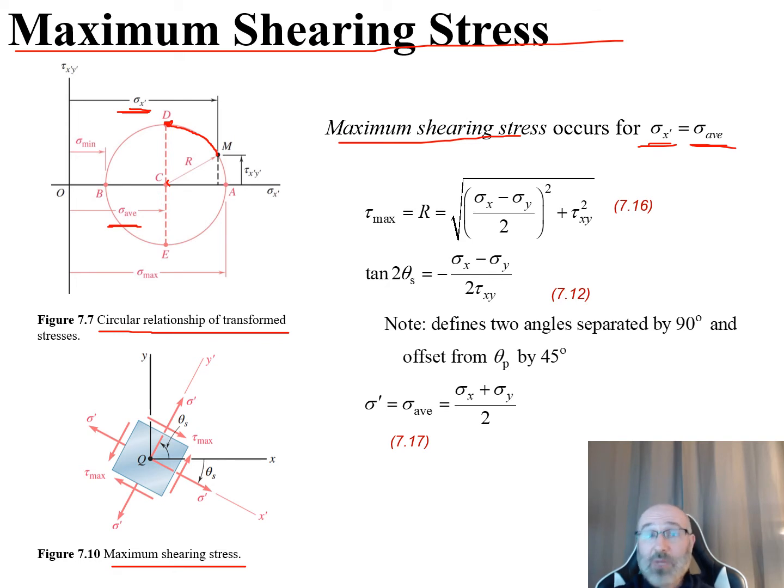So our relationship equation here says our tau max, or our maximum shearing stress, is equal to R, which is equal to the square root of our sigma x minus sigma y all over 2, squared, plus our tau xy squared.